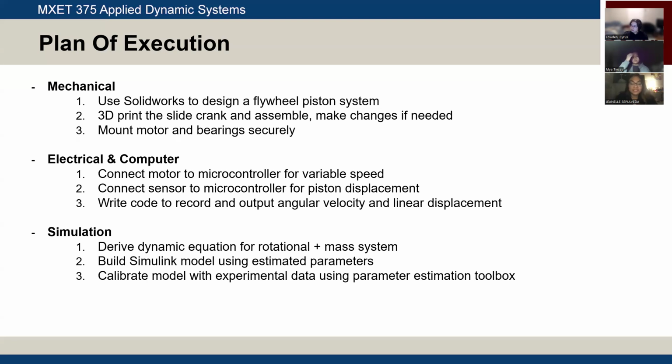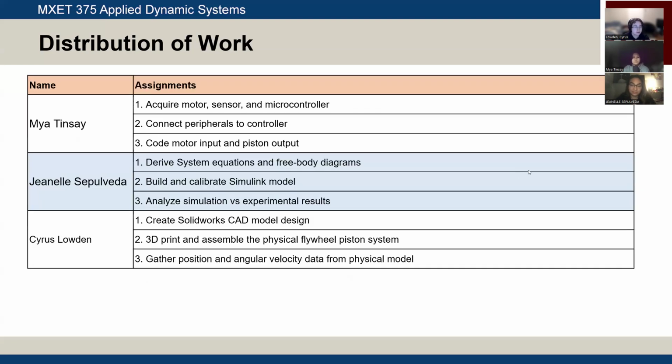Moving on to simulations. Simulations will involve modeling the system and simulating it. We will derive equations from the motion of the rotational and mass assembly. We will also build a Simulink model using estimated parameters, and then we will use those parameters in order to calibrate the model with the experimental data.